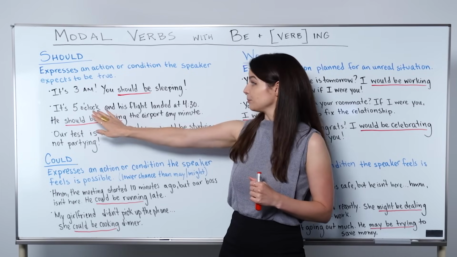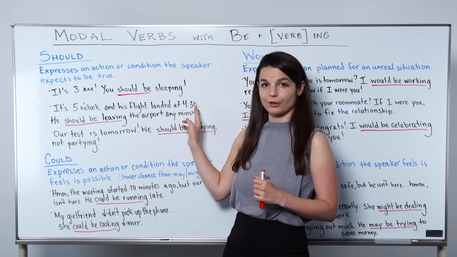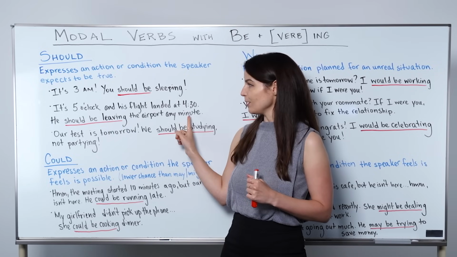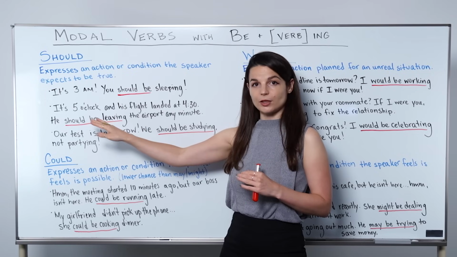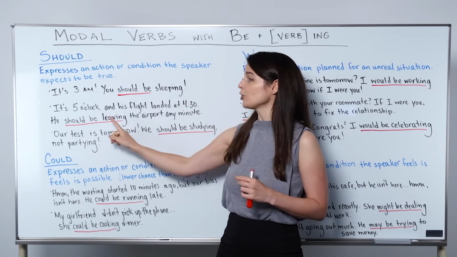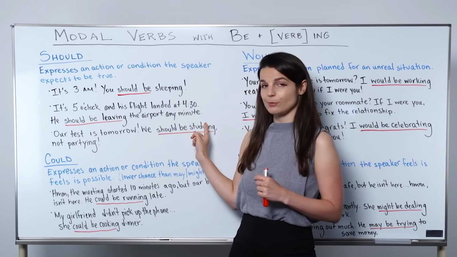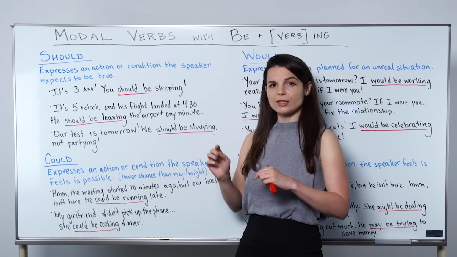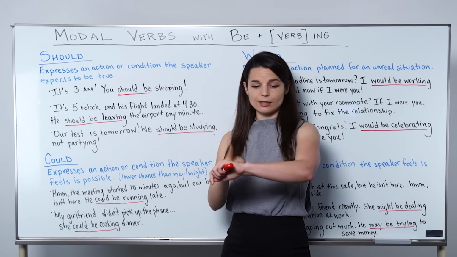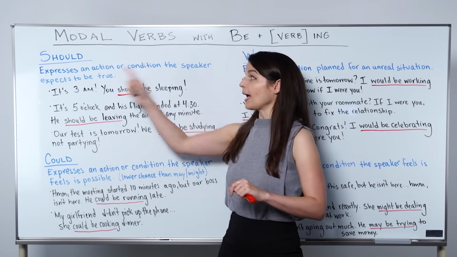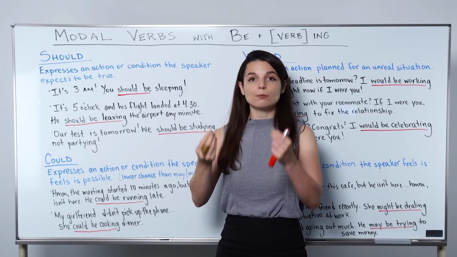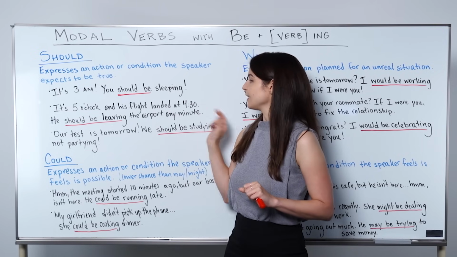It's 5 o'clock, and his flight landed at 4:30. He should be leaving the airport any minute. In this situation, the speaker looks at their watch or the clock and sees it's 5 o'clock now. His flight landed 30 minutes earlier. So my expectation is he will leave very soon. So he should be leaving the airport any minute.